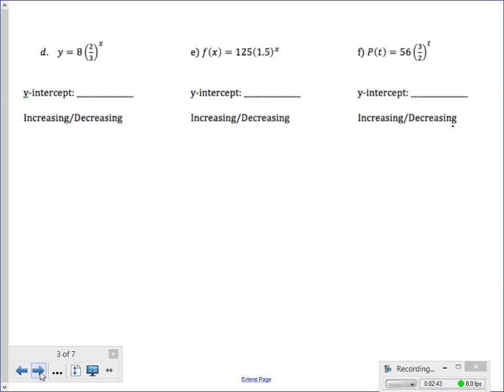Go ahead and try a few of these on your own. You can hit pause if you think you get the idea. If you don't, stick with me and I'll do the next 3 examples. The y-intercept here in D is 8.